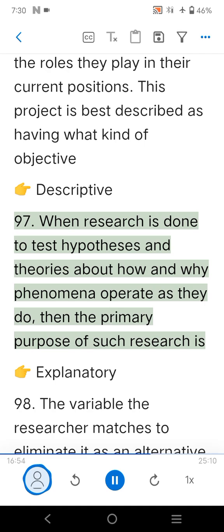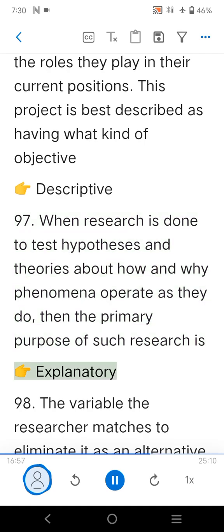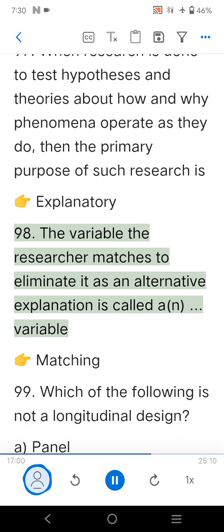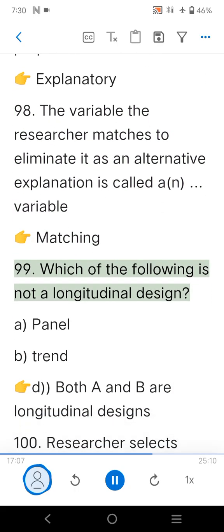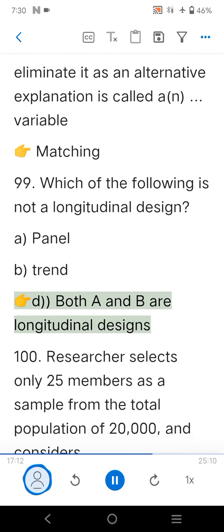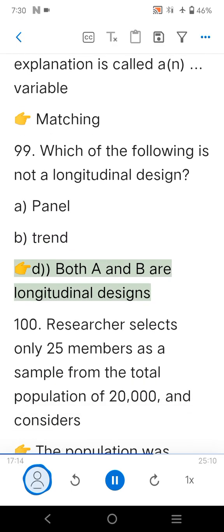97. When research is done to test hypotheses and theories about how and why phenomena operate as they do, then the primary purpose of such research is explanatory. 98. The variable the researcher matches to eliminate it as an alternative explanation is called a matching variable. 99. Which of the following is not a longitudinal design? A. Panel. B. Trend. Both A and B are longitudinal designs.